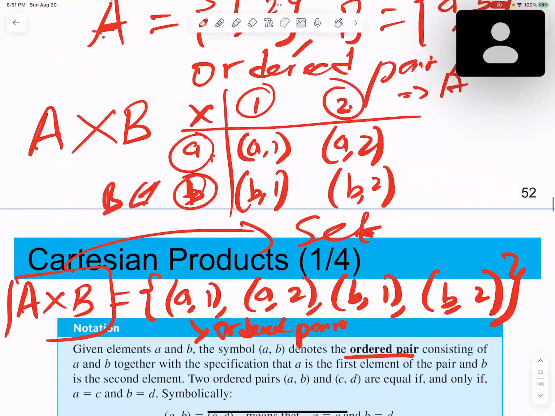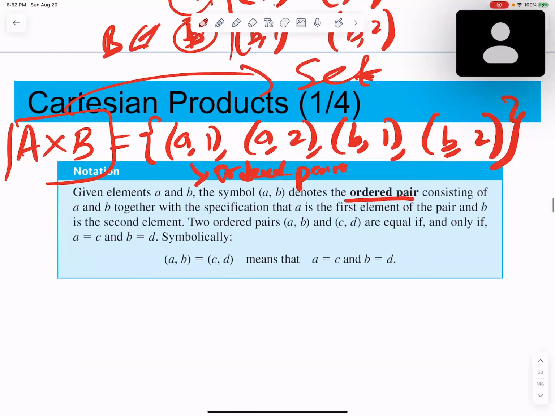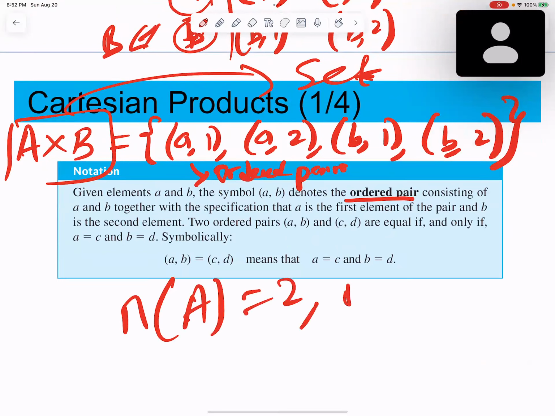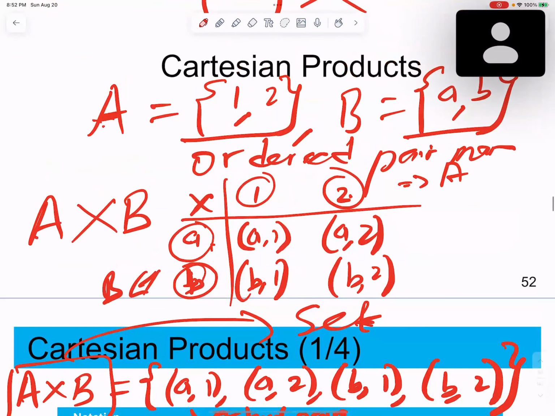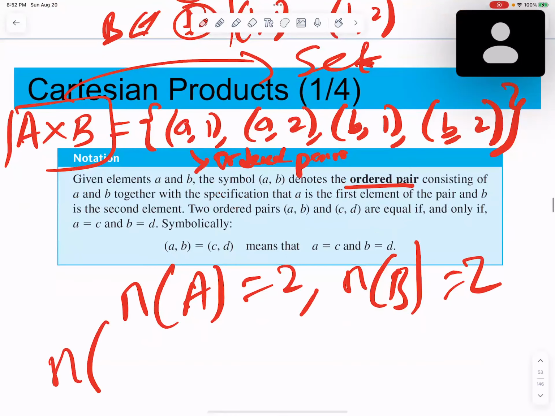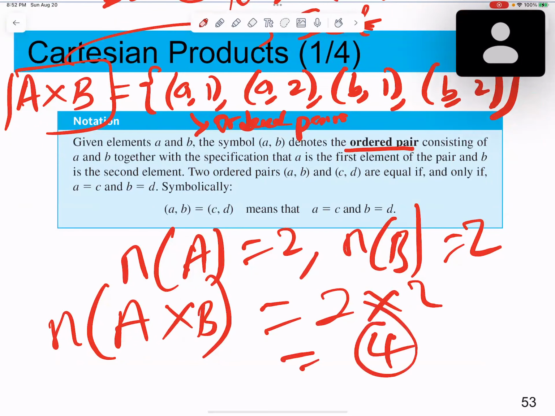And the number of elements of A in my example is 2. The number of elements of B is also 2. Look at it. I have 2 elements here. Now, the number of elements in Cartesian products will just be 2 times 2, which is 4. Right?